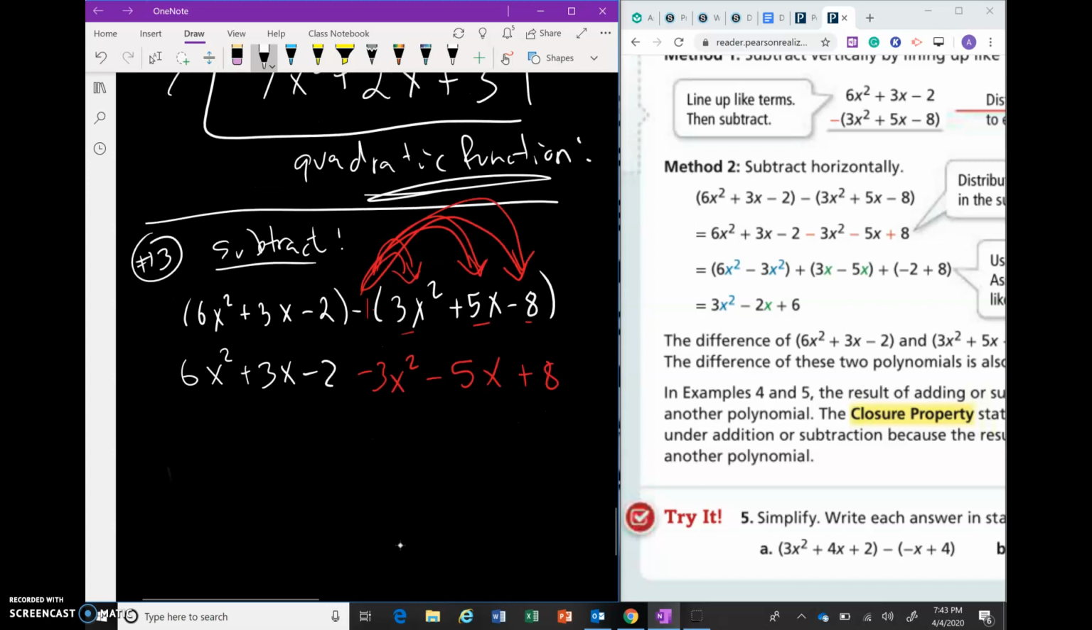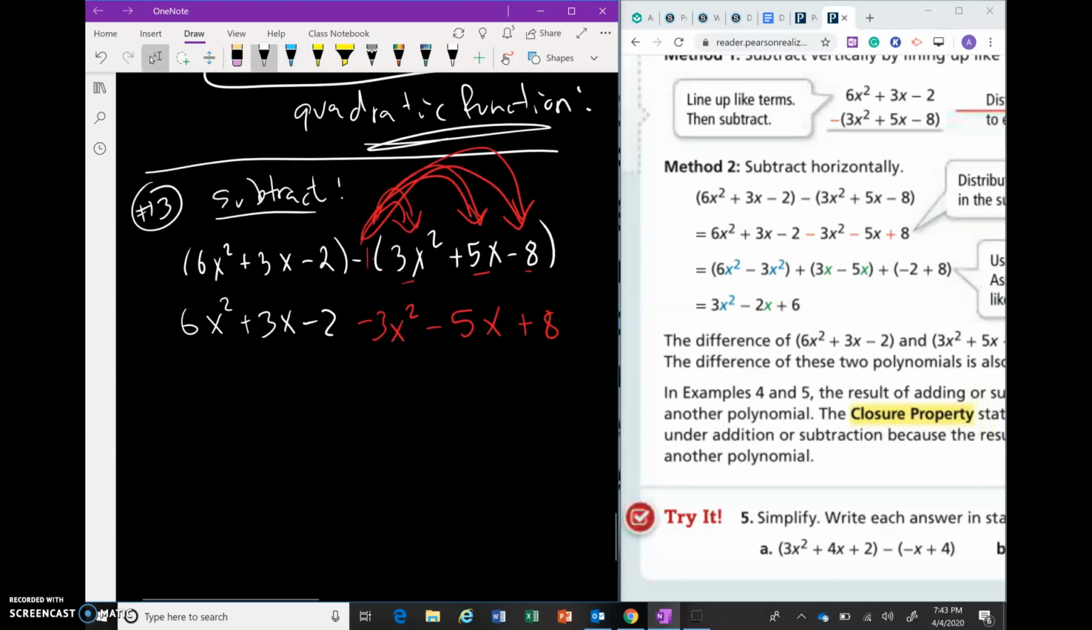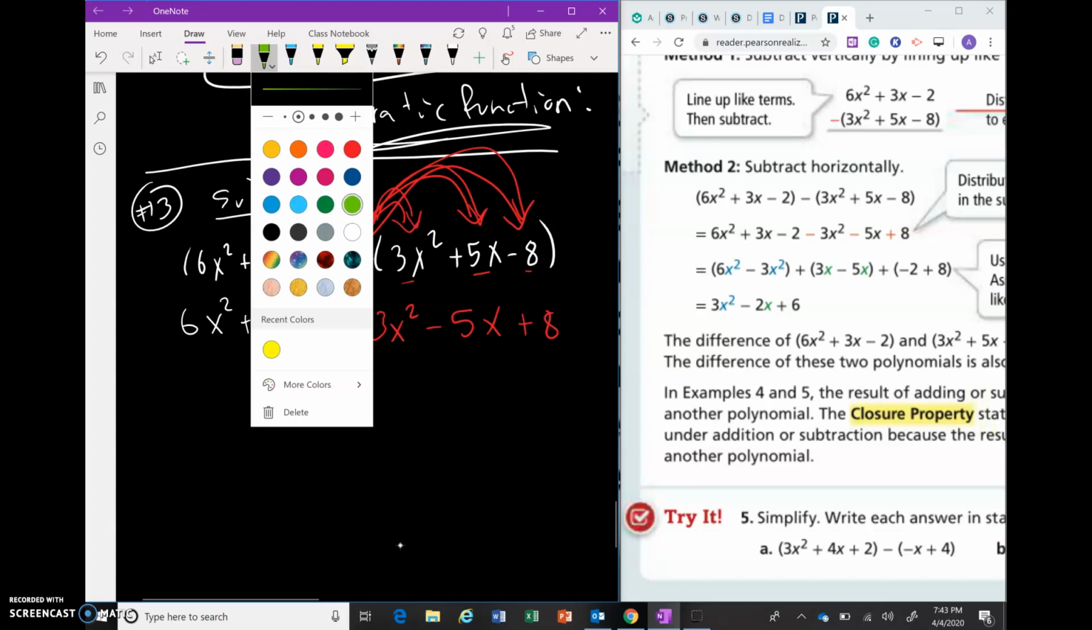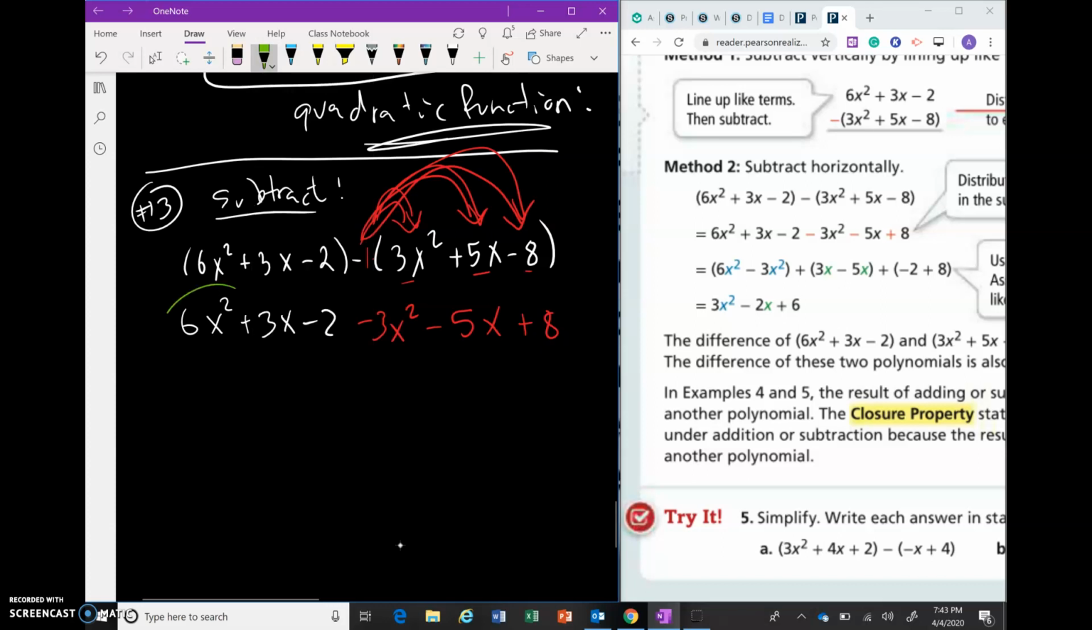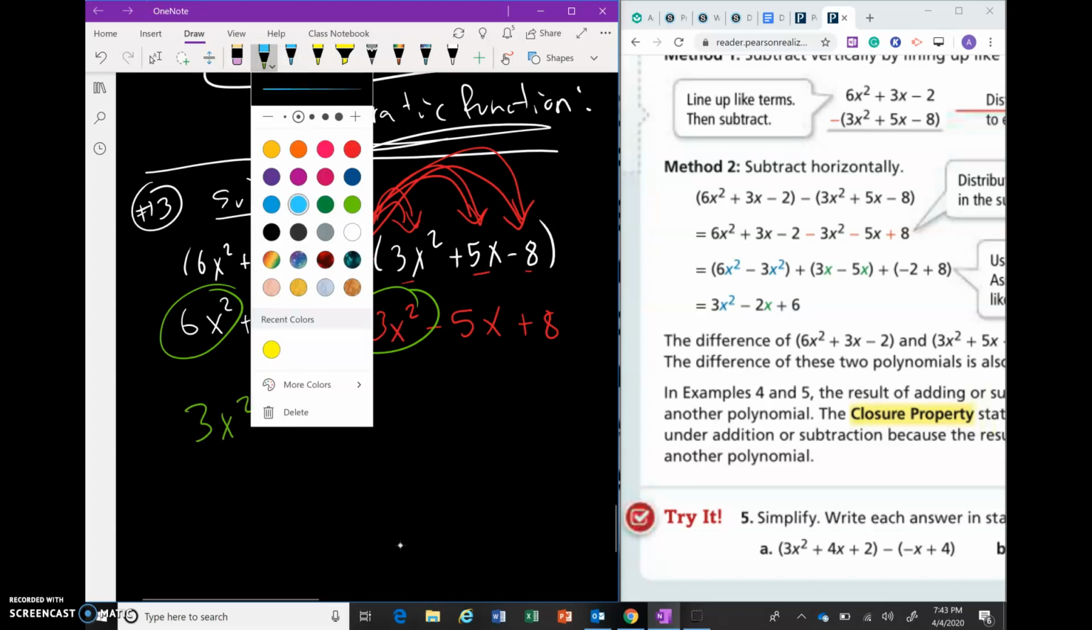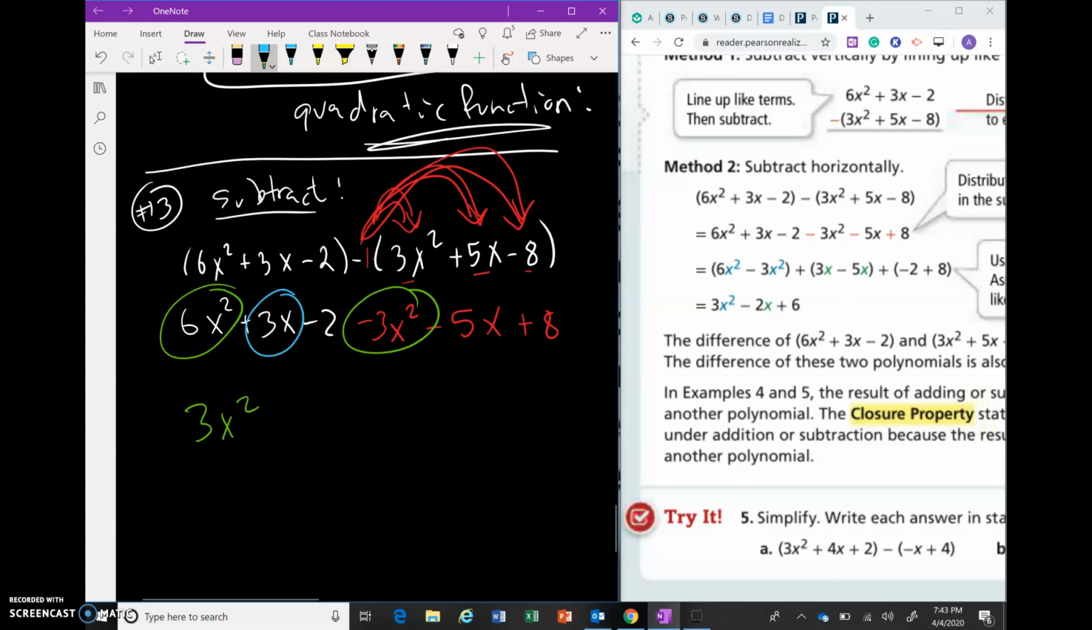So then we just have to combine like terms. Let's combine the x squared terms. 6x squared minus 3x squared gives us 3x squared. Now 3x take away 5x. Again, it's like you owe somebody 5x's and you pay them 3x's, so you have negative 2x.